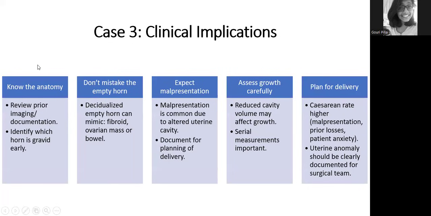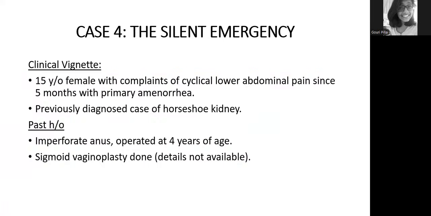We should expect malpresentation and assess growth carefully due to reduced cavity volume, and plan for delivery. Cesarean rates are higher in these cases. Uterine anomalies should be clearly documented for the surgical team.